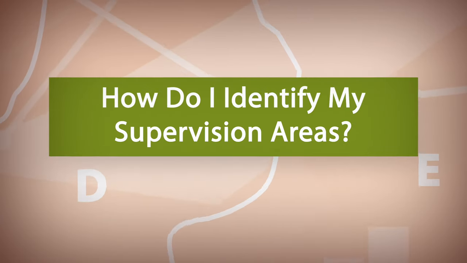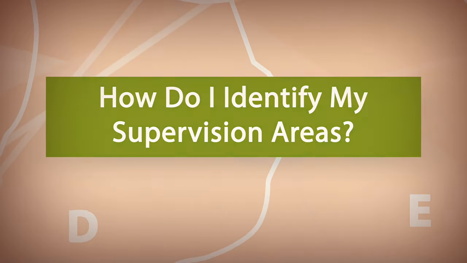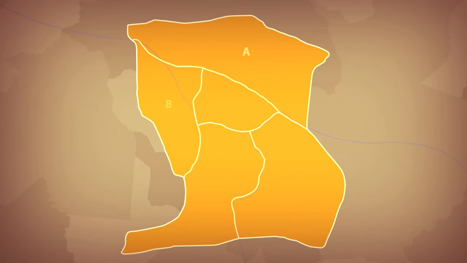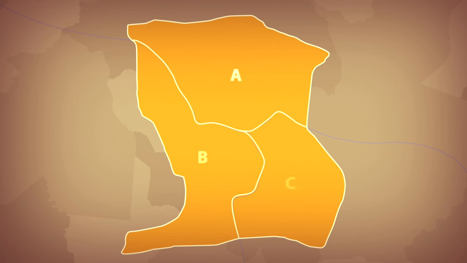How do I identify my supervision areas? The first step is to look at the district, or NGO catchment area, to be surveyed and break it down into several supervision areas. At least 5 supervision areas is ideal, but certainly no less than 3, or there just won't be enough data to calculate a precise average coverage for the district as a whole.